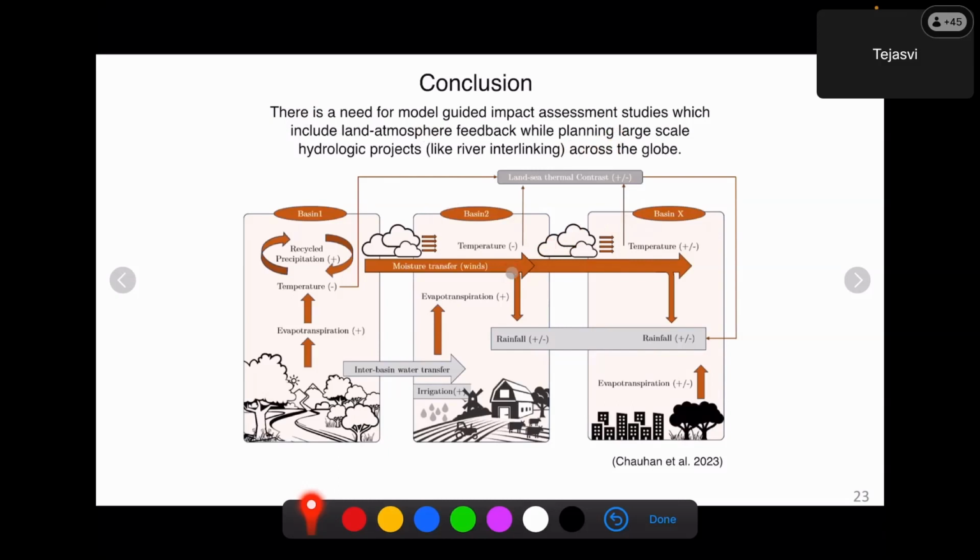So this schematic shows how this moisture transfer can affect. If we conduct an interbasin water transfer and we perform additional irrigation, it can lead to increased evapotranspiration. And then since moisture transport is already happening, it can lead to rainfall anywhere, since rainfall has no specific pattern.